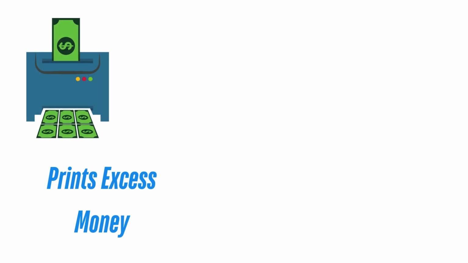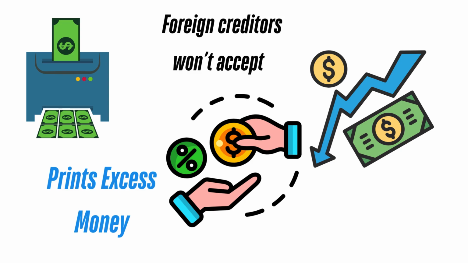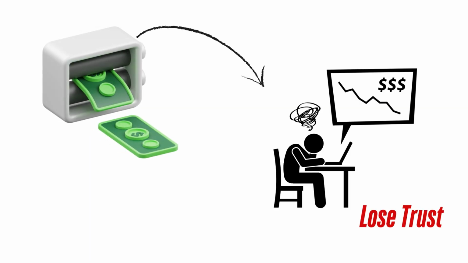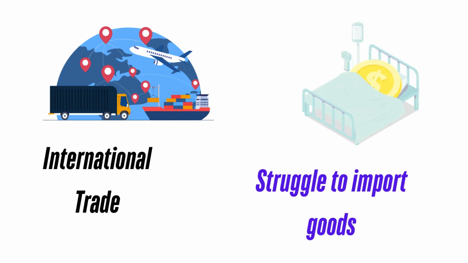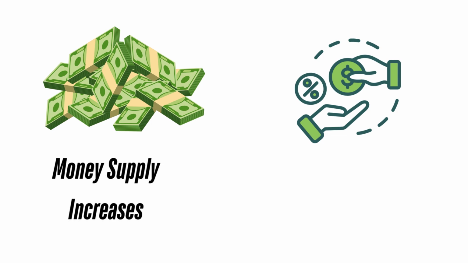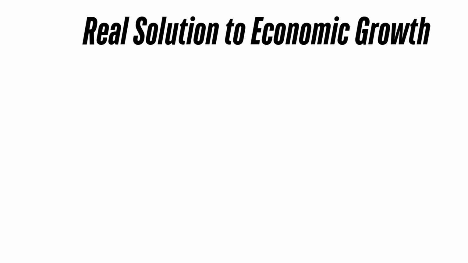When a country prints excess money, it devalues its currency. Foreign creditors won't accept devalued money because it lowers the value of debt repayments. If a country keeps printing money irresponsibly, other nations and investors will lose trust in its currency, leading to capital flight and economic instability. In international trade, countries with weak currencies struggle to import goods, making things worse for their people. So, even if the newly printed money is used only for foreign debt payments, the overall money supply still increases, causing inflation and further economic problems. So, if printing money doesn't work, what's the right solution?